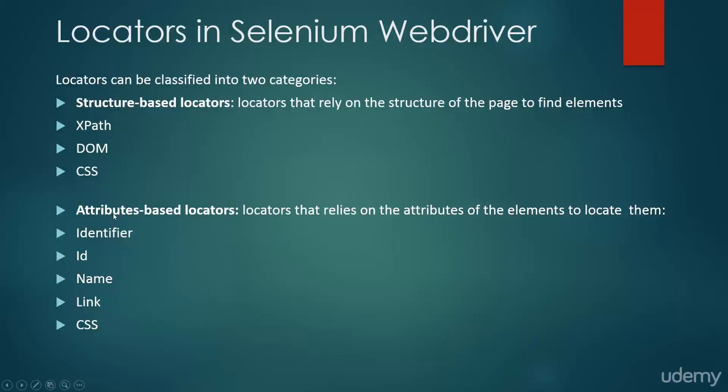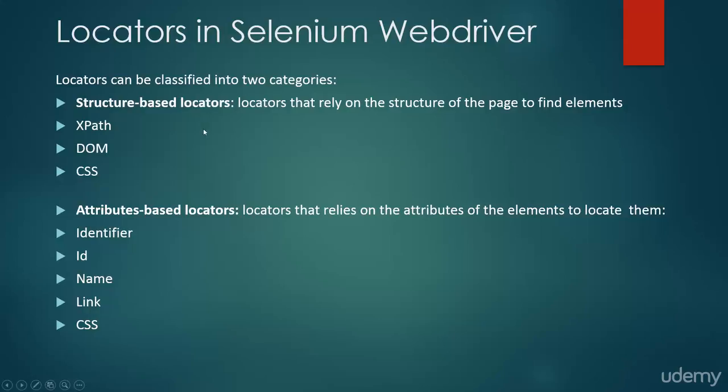And then you also have the attribute-based locators. These locators rely on the attributes of the elements themselves to locate those elements. Things like the ID, the identifier, the name, link, and CSS. Well, all day long, you should hedge your bets mostly against attribute-based locators as opposed to structure-based locators, because attribute-based locators are generally more concrete and will not change as time goes on. The ID of an object generally remains the ID of an object, and the same with the name of an object. That generally remains the name of an object.